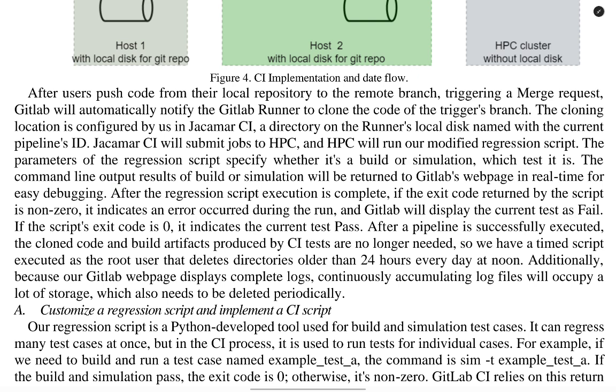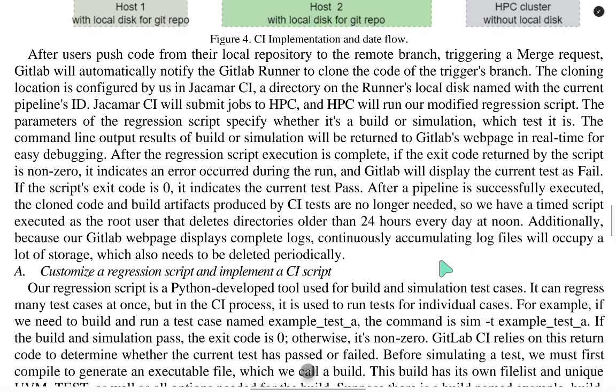After the pipeline is successfully executed, the cloned code and build artifacts produced by the CI test are no longer needed. So we have a timed script executed as a root user that deletes directories older than 24 hours every day at noon. In addition, because our GitLab web page displays complete logs, continuously accumulating log files will occupy a lot of storage, which also needs to be deleted periodically.